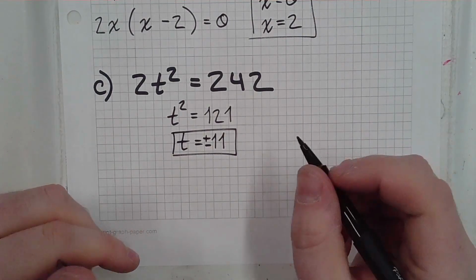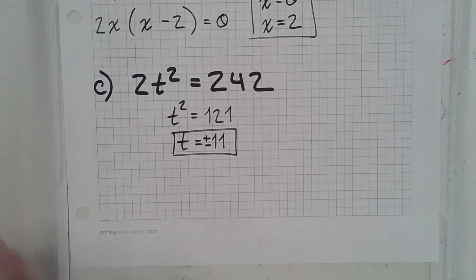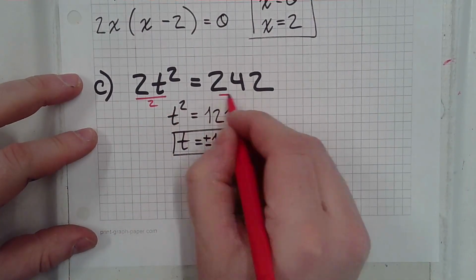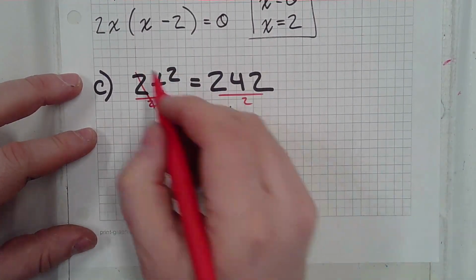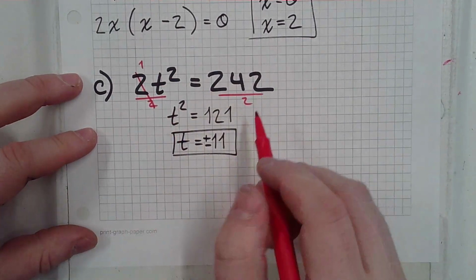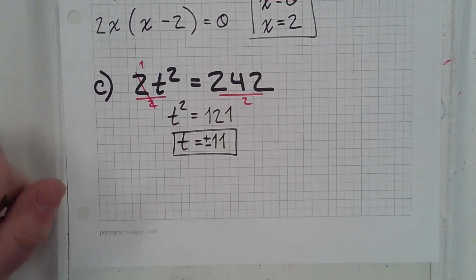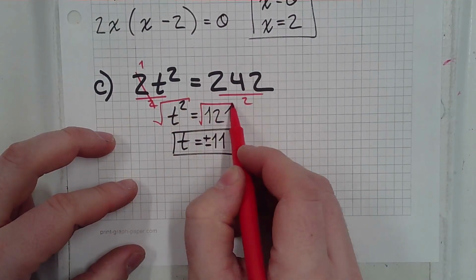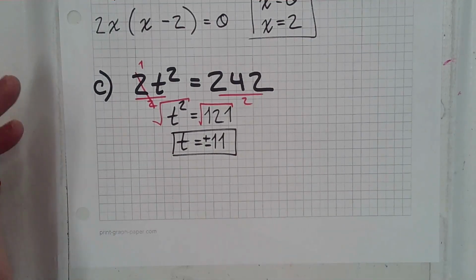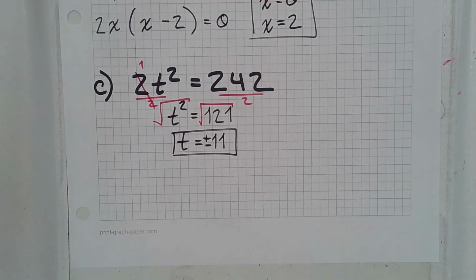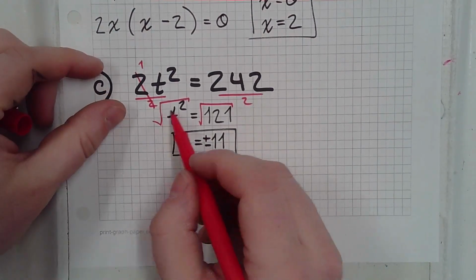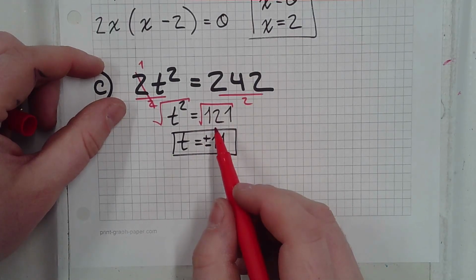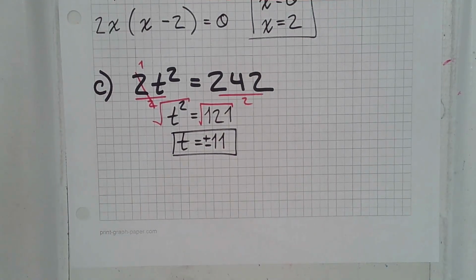If you really wanted to use some properties of equality here instead of just using your brain, you could divide every term by 2, and these 2's would become 1s. 1t squared is just t squared. 242 divided by 2 is 121. You'll notice we get the exact same thing, and if we root both terms, because you have to do it to every single term, or actually I should say the entire side, roots and squares go away, and you get t, and then when you root 121, the root of 121 could either be positive or negative 11.